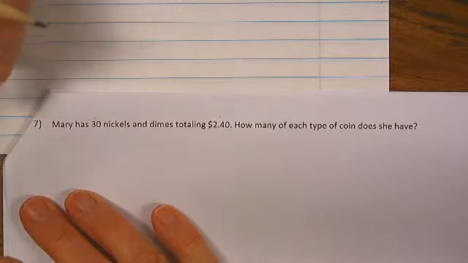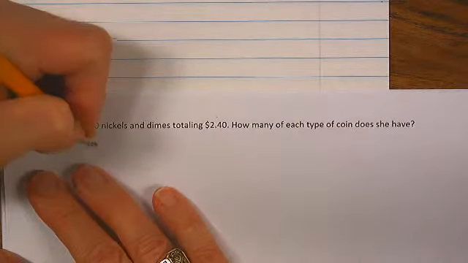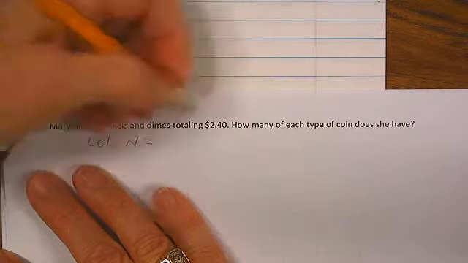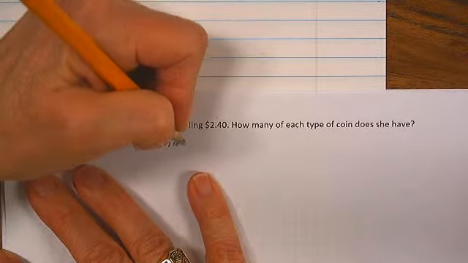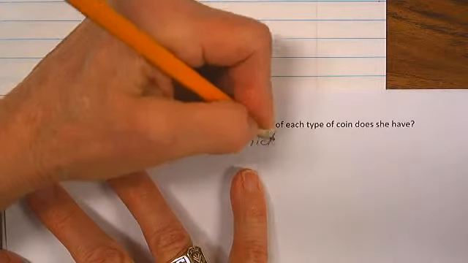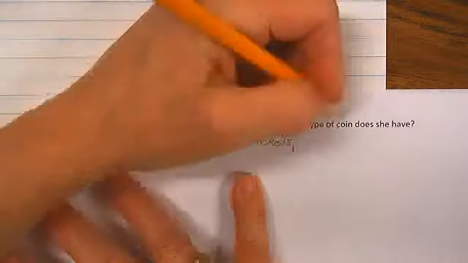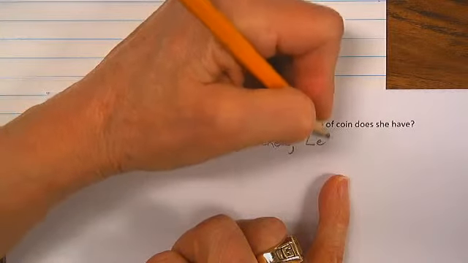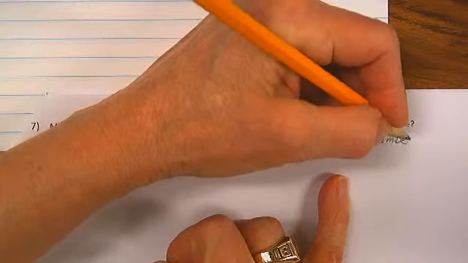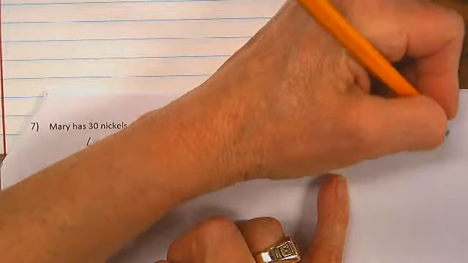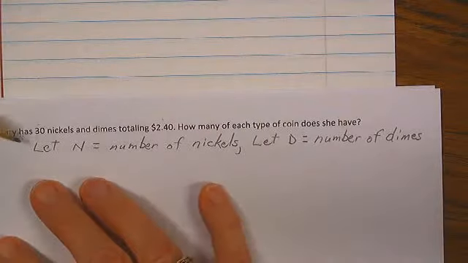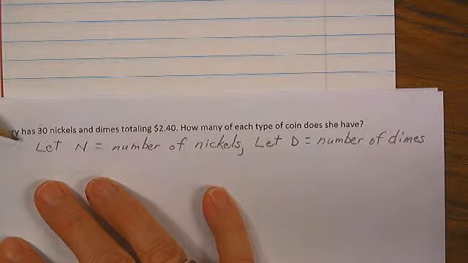How many of each type of coin does she have? Well, we define our variables, always the first step. Let n equal the number of nickels and we'll let d equal the number of dimes. It's very important always to define your variables clearly and completely. It will save you trouble.